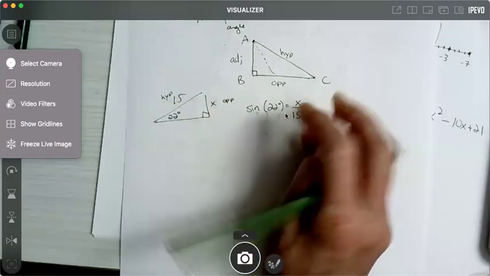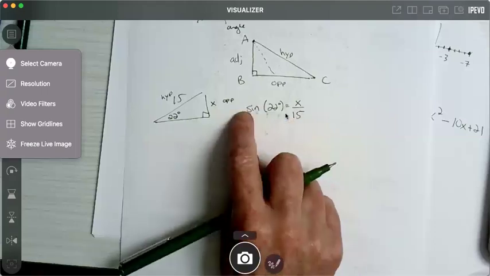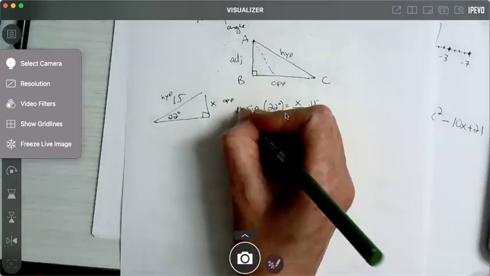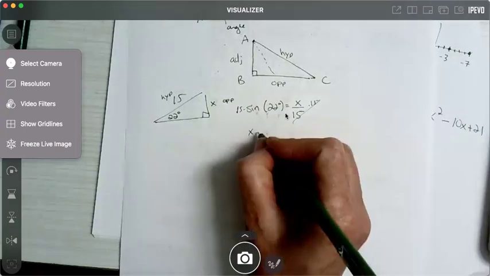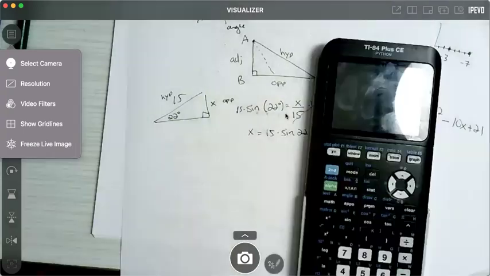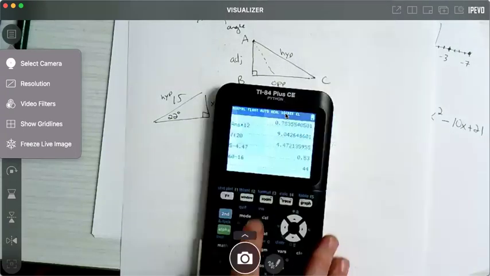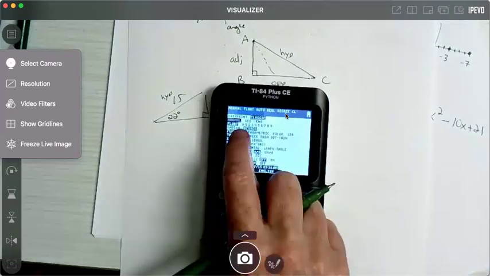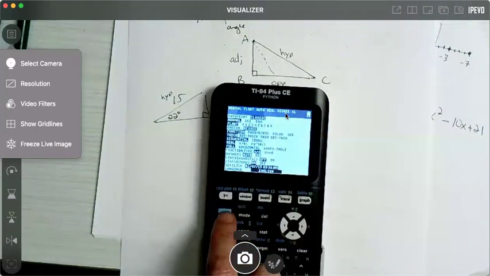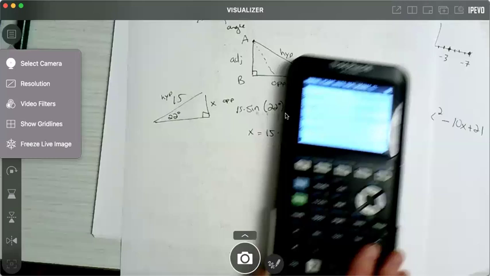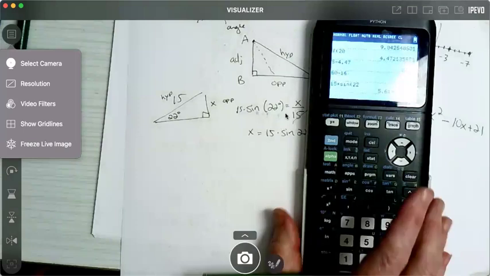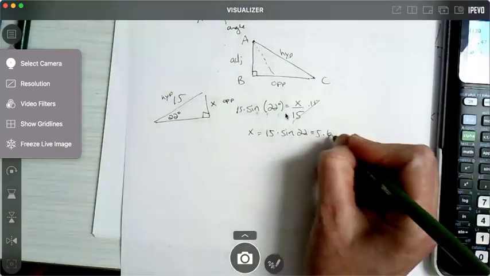In this direction, I'm really going to be multiplying by the 15. To find x, I can multiply both sides by 15 to undo that operation, so I'm going to have x equals 15 times the sine of 22, which I use my calculator for. On my calculator, I do need to make sure it's in the right mode. It needs to be in degree mode. So I hit the mode button and then I check the degree. Once I'm there, to get out, I can hit second and then quit. And then on my calculator, I do 15 times the sine of 22, and I would get 5.62. And that's my answer.